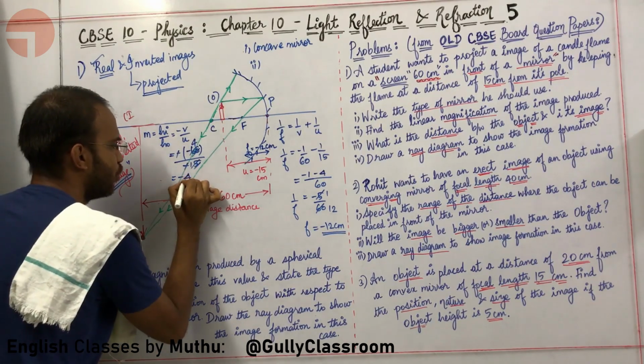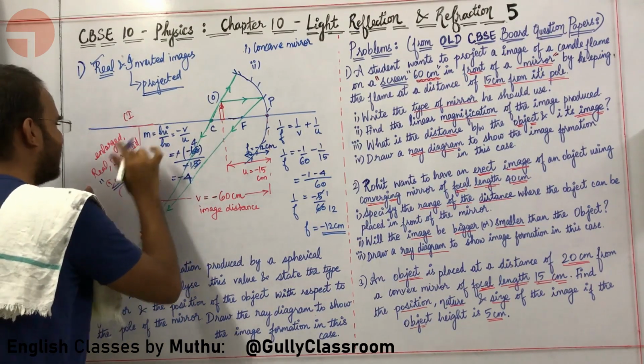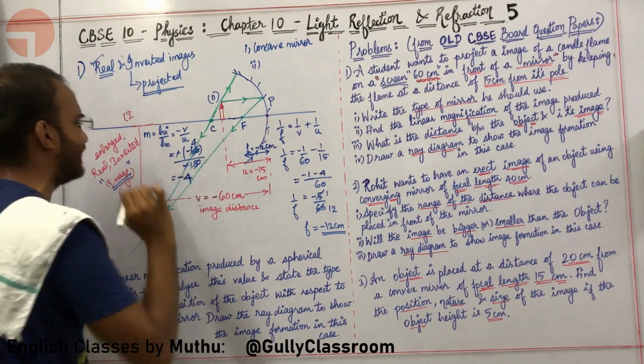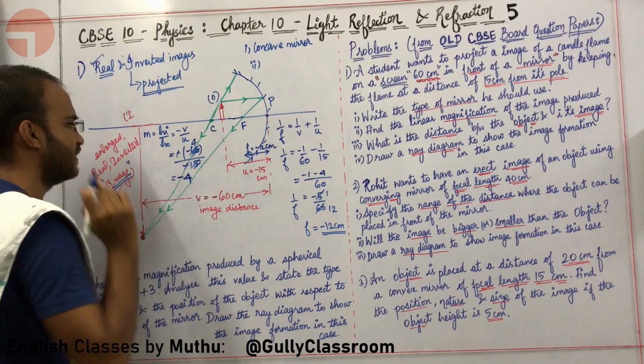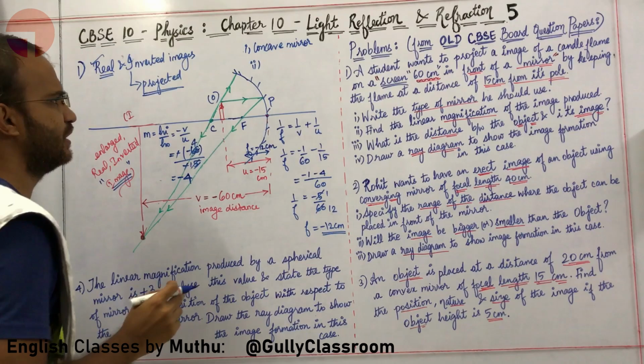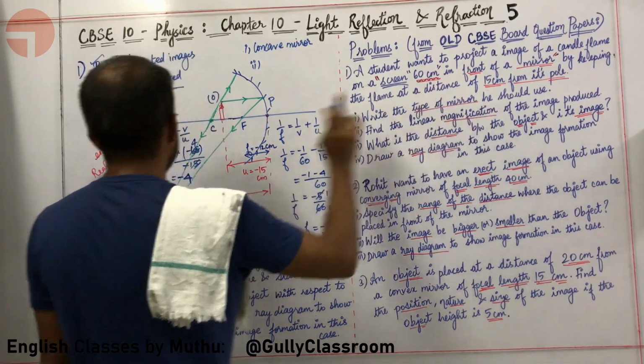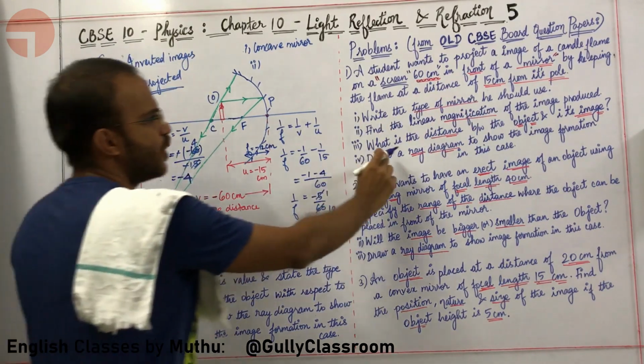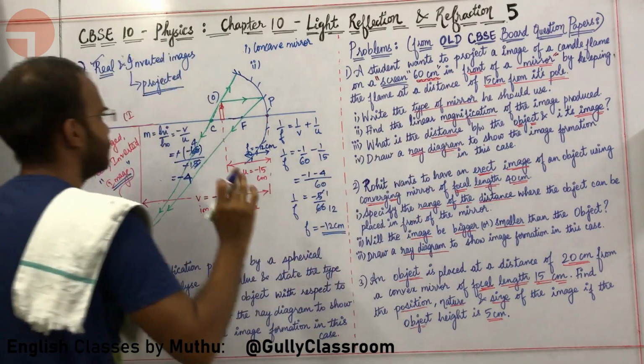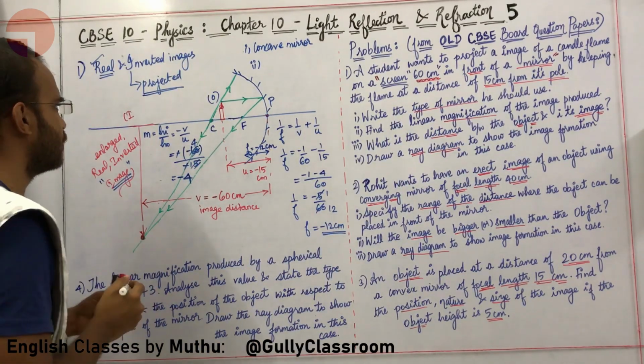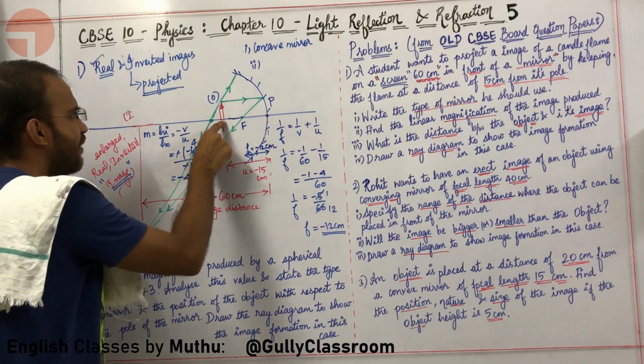So I am getting a 4 over here. This is a real and an inverted image, so I am getting a negative over here. So here the linear magnification of the image produced is minus 4. What is the distance between the object and its image? This is a very, very beautiful question. Look here. Here I am having the object.